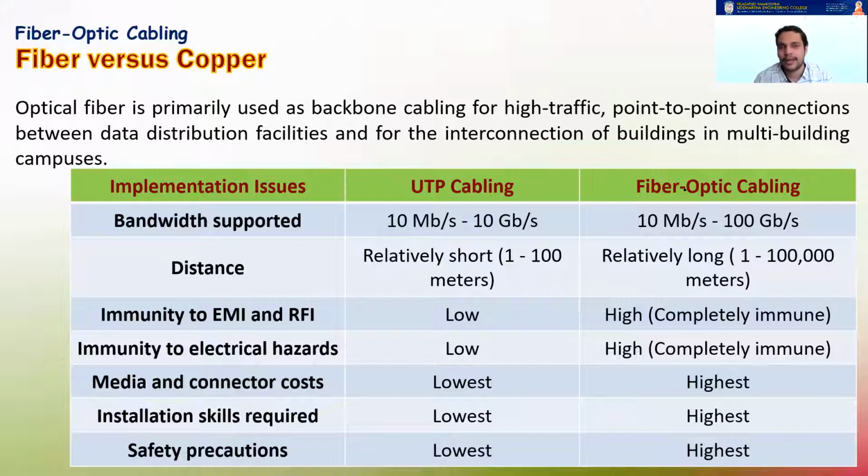The immunity part, UTP is less, whereas fiber optic cabling immunity is very high, even to EMF, EMI, RFI, electrical hazards, all those things. Fiber optic is the best. Whereas the media and connector cost of fiber optic cabling is very expensive. UTP is damn cheap. The RJ45 connector is also very cheap, and the installation skills and expertise required for UTP cabling are very less when you compare it to fiber optic cabling.